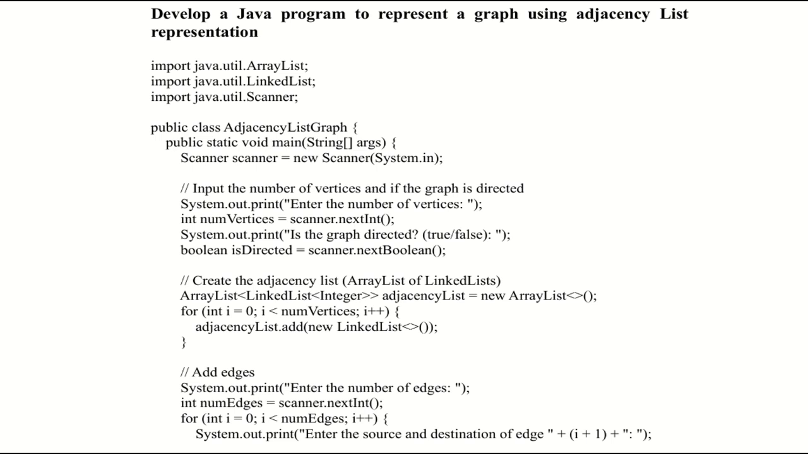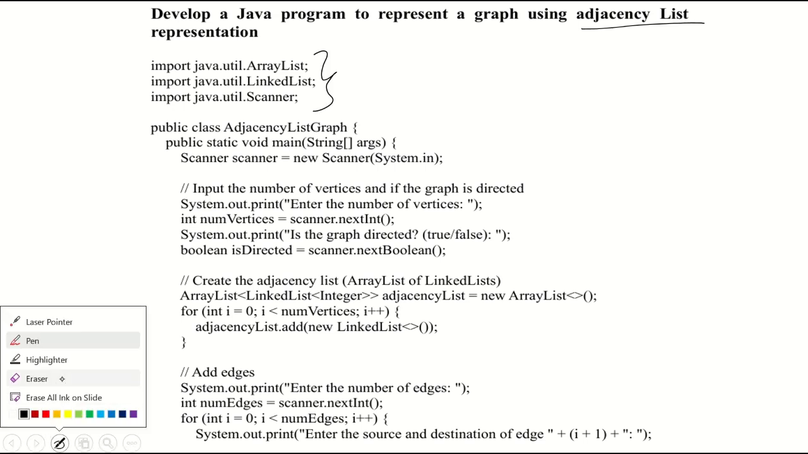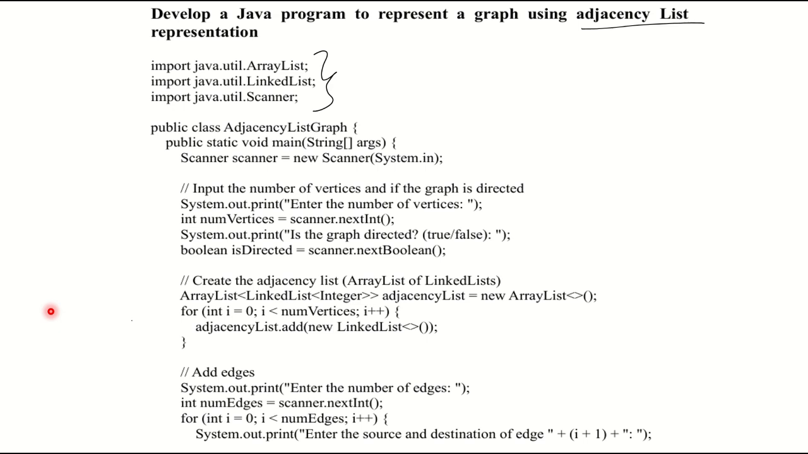Now let us understand and develop a Java program on a graph using adjacency list representation. These are some imported libraries. Now, public class AdjacencyListGraph. This AdjacencyListGraph is a class that needs to follow camel case. Whenever you are creating a class, make sure that you use camel case when you are defining a new class. Now we have also created public static void main.